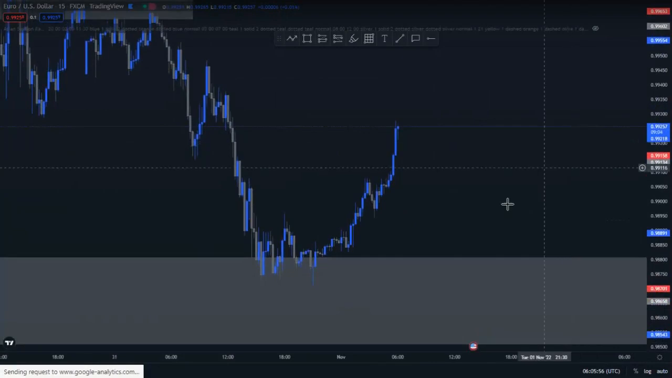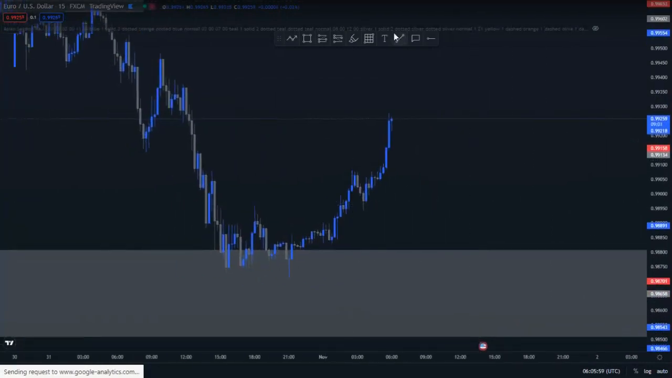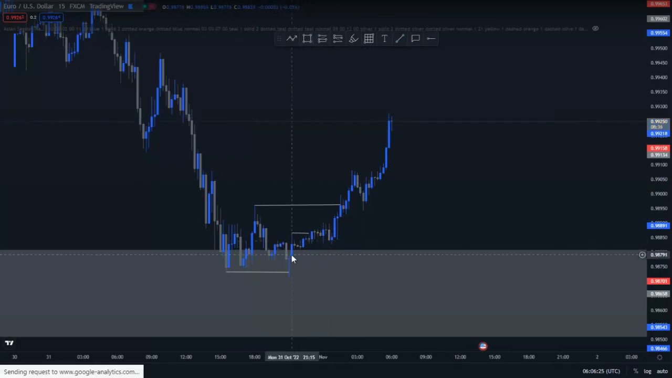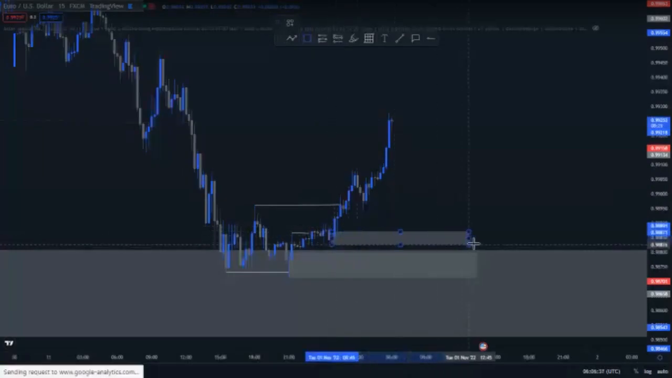So you have this bullish run, and we had something like a choke. So we are waiting for price to come and mitigate these zones.